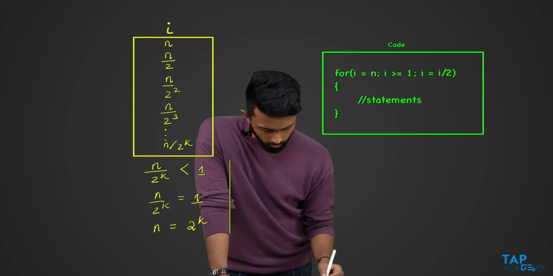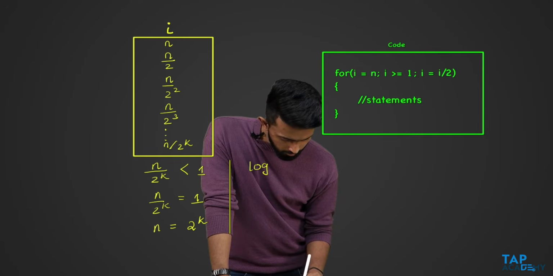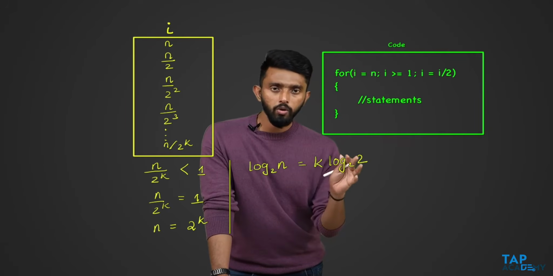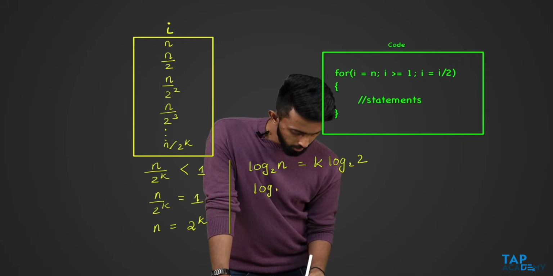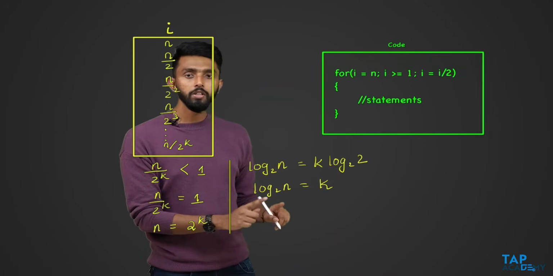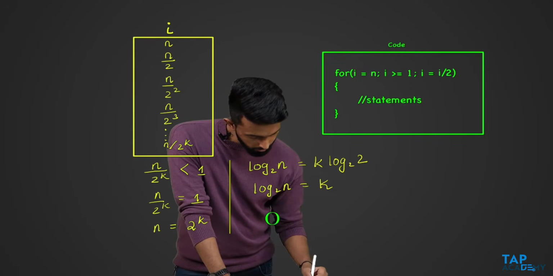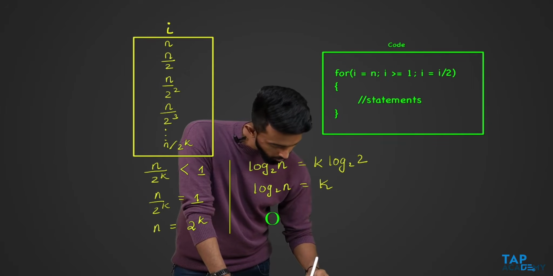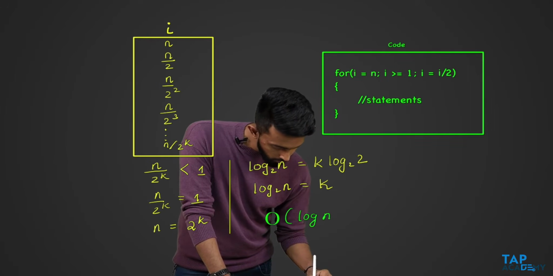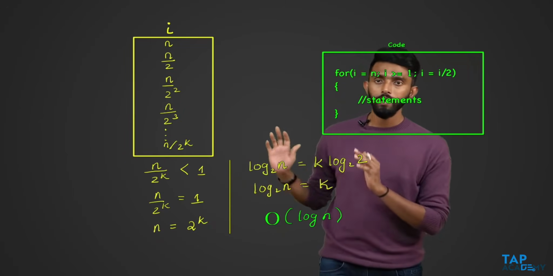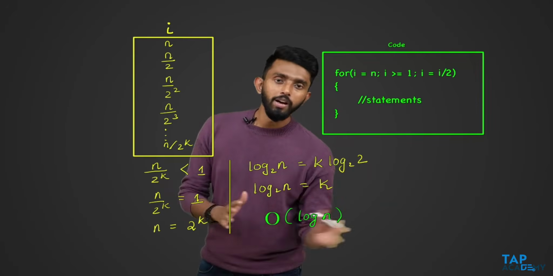If you apply log on both sides, I think everybody knows this will become log n to the base 2, and this will become k log 2 to the base 2. This is naturally going to become 1, which means I will get log n to the base 2 is equal to k, and time complexity is always expressed in terms of input size, which means what we are going to be getting now is a time complexity of log n, and the base 2 is optional, log n. I hope the way we have analyzed it is clear to everybody.